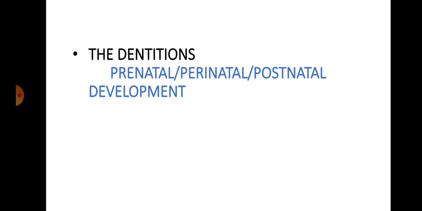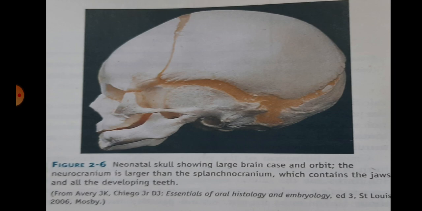The shape of the prenatal head varies considerably, but the relative difference among the brain case, orbits, and the lower face height remains the same. All the stages of tooth formation fill both jaws during this stage of development. In the neonatal skull, the brain case and orbits are relatively larger than the lower facial height.